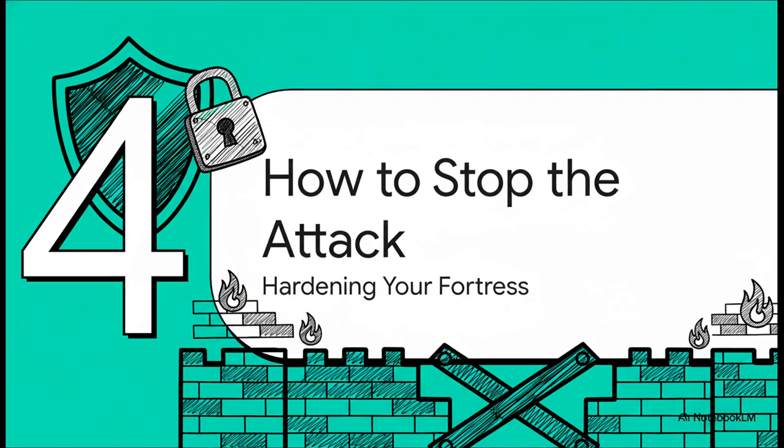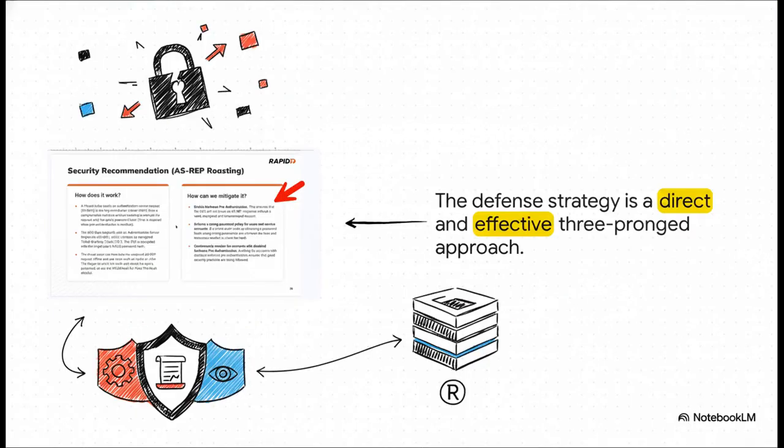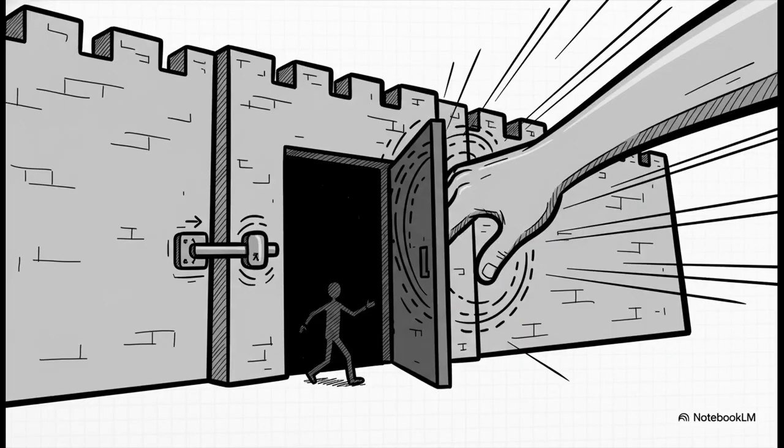But now that we understand the threat, how do we defend against it? The good news is the solutions are actually pretty straightforward and they are extremely effective. Security researchers over at Rapid7 laid out the defensive playbook perfectly. It really boils down to a three-pronged strategy. Fix the bad configuration, enforce a strong password policy, and then just continuously monitor. The single most important thing you can do is eliminate the vulnerability right at the source. You have to find every single user account that has Kerberos Pre-Authentication disabled and turn it back on. This one change slams the door shut on this entire attack.